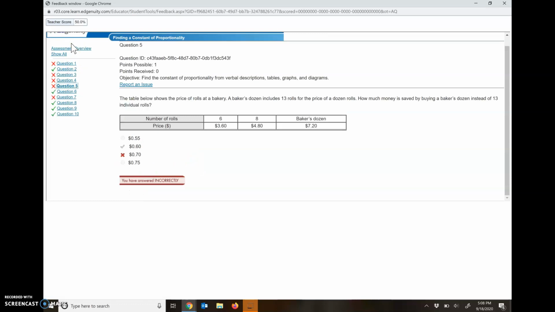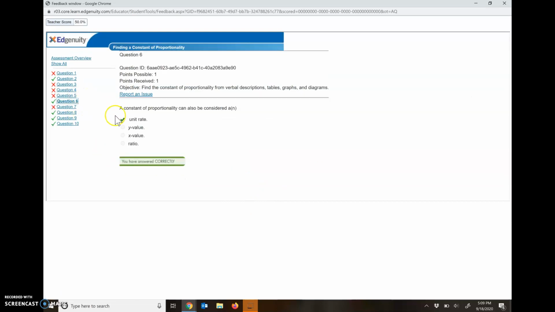So finding that 1 is really important. A table shows the price of rolls at a bakery. A baker's dozen includes 13 rolls. Okay, how much money is saved by buying the baker's dozen instead of individual rolls? So same thing, we've got to divide 720 by 13, and then we can see how much is saved by buying that. Since a baker's dozen is 13, we can figure that out.